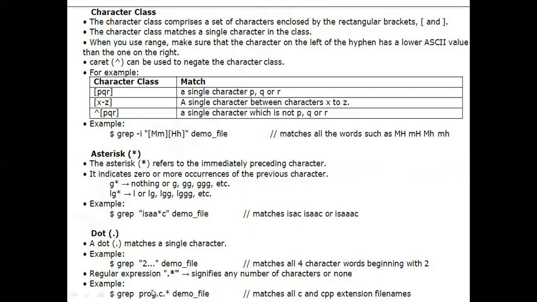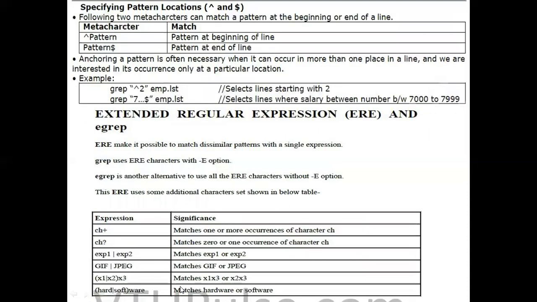So it will match program.c, then it will match all your .c followed by any characters. It should not be CPP always, it can be any character. So since we are naming our programs only with .c and .cpp, it will match all the C and CPP extension file names, as you can see here. This is how your dot will work.